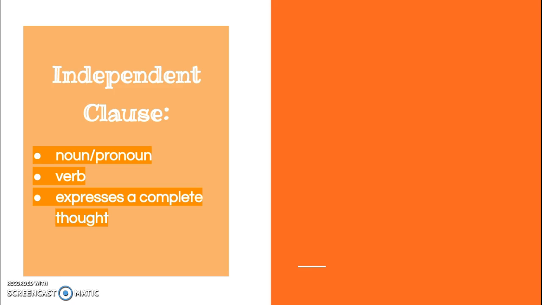And we consider it that way because that means that the sentence has a noun or pronoun. It has a verb, and it expresses a complete thought. So an example would be, I walked my dog after school.